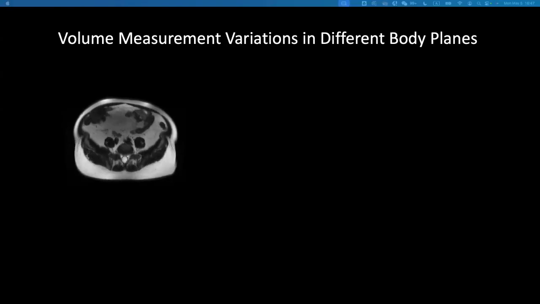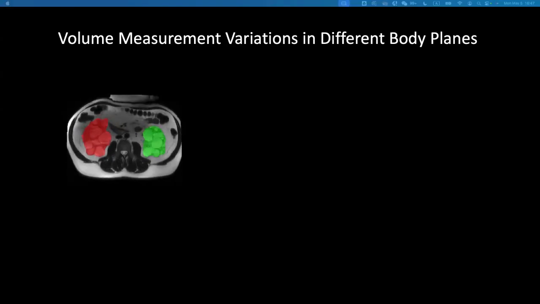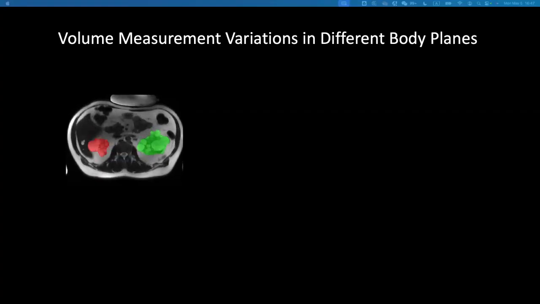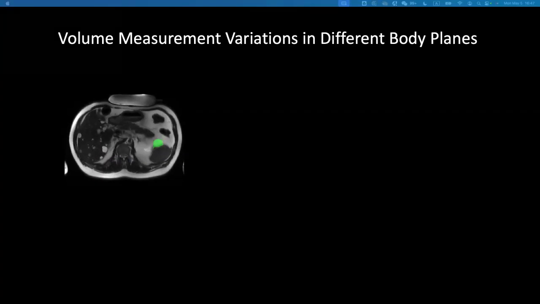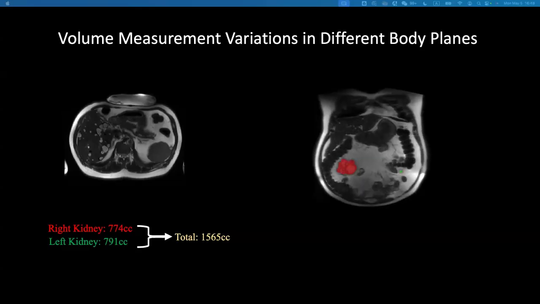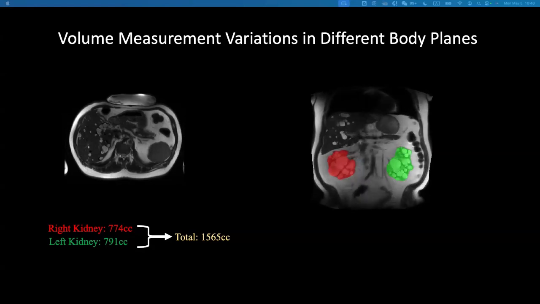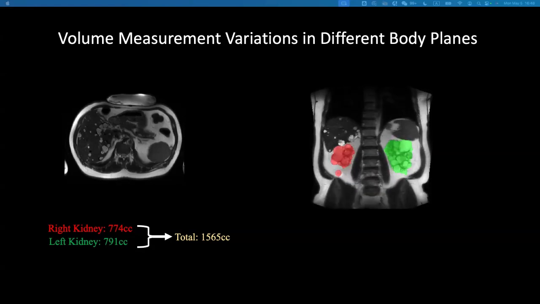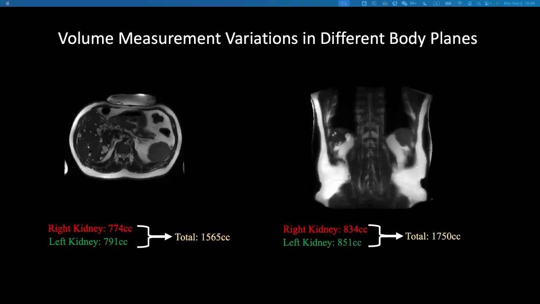Let me show you an example from the same patient, where the right kidney is painted in red and the left kidney is painted in green. In the axial scan, the volume measures 1565 cc, while in the coronal scan, just a few minutes later, the volume reads differently at 1750 cc. That's a 10% difference, even though the two scans are done on the same patient in the same visit.